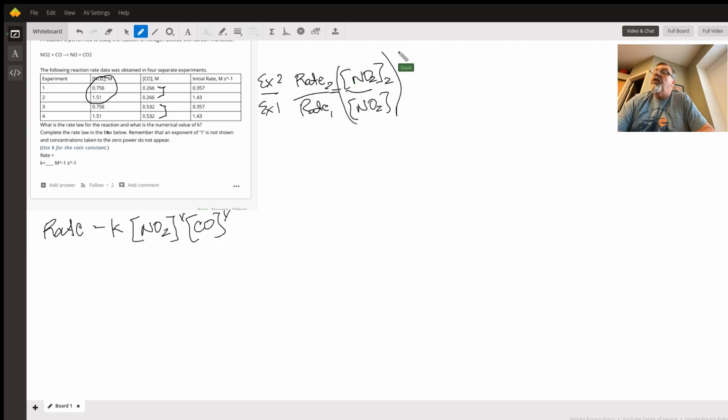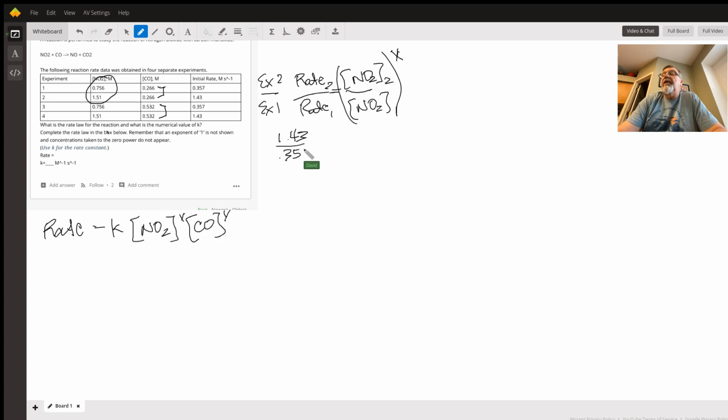And what we're looking for is x right here. So whatever makes that true. So just plug in your numbers. I'm going to put in my 1.43 and my 0.357, and I'm getting those two numbers from the initial rates. And then I'm going to put in the concentrations over here. So I'm putting 1.51 on the top and 0.756 on the bottom. And again, I'm looking to see what's going to make that a true statement.